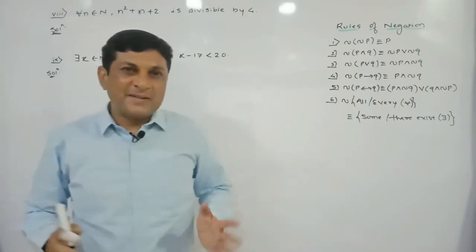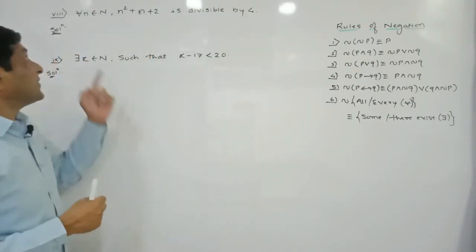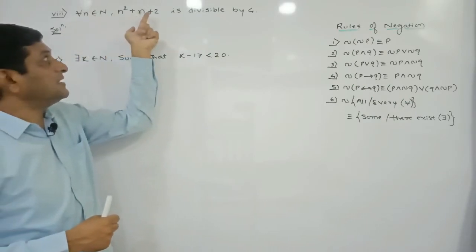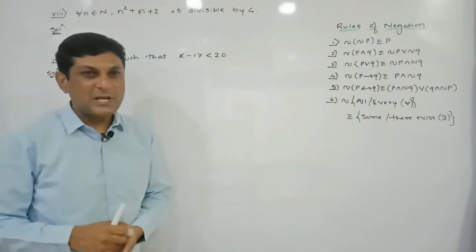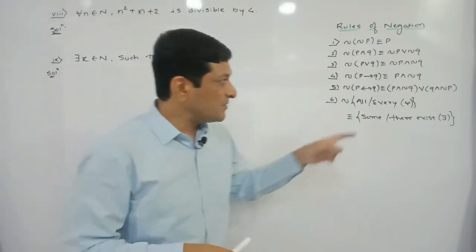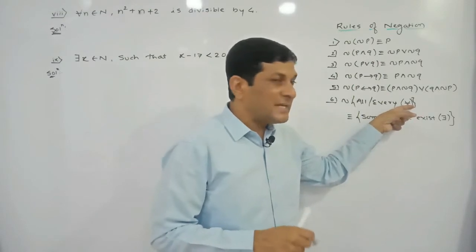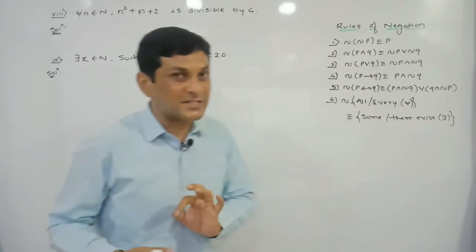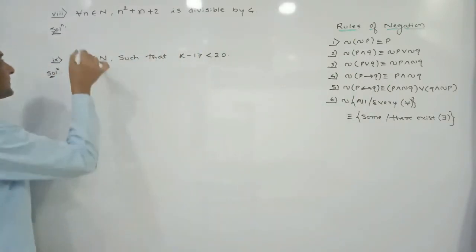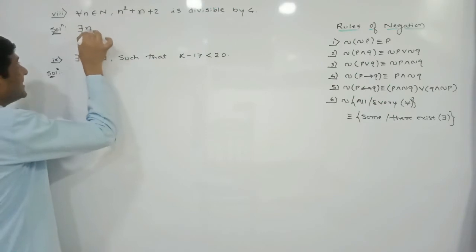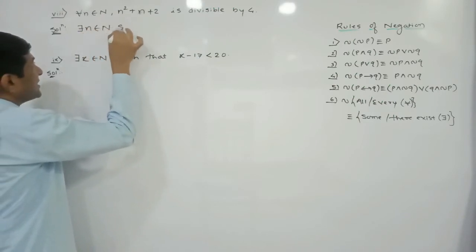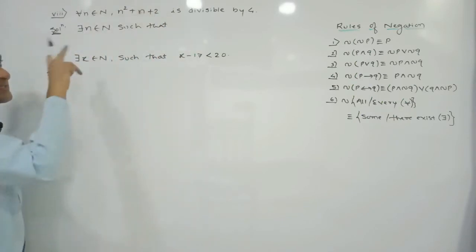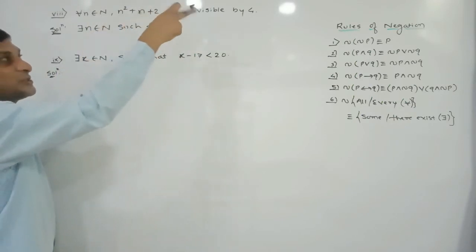Now observe example number 8. In this example we have to find the negation of: for every n belongs to N, n square plus n plus 2 is divisible by 4. The statement starts with for every. So in case of negation, we have to replace for every by what? There exists. So its negation will become: there exists n belongs to N such that, what is the second part? n square plus n plus 2 is divisible by 4.